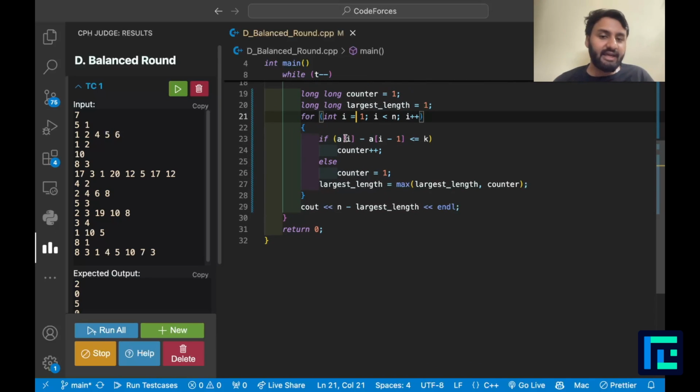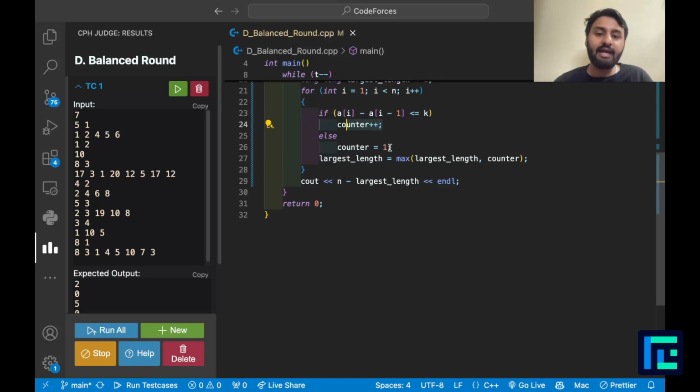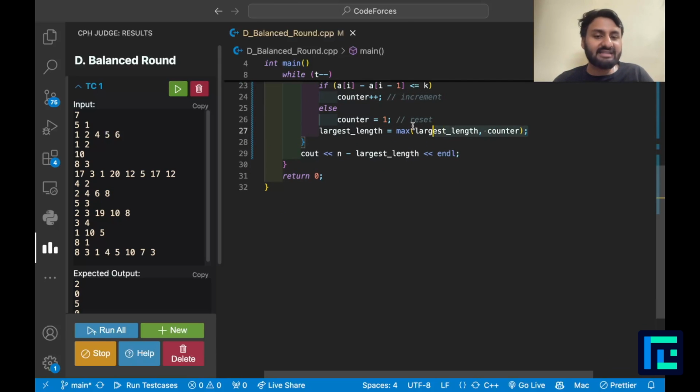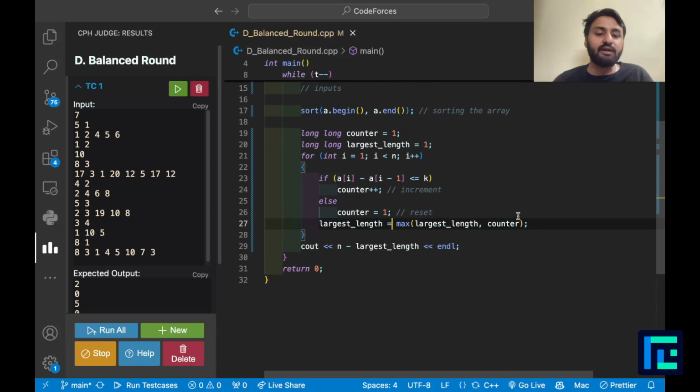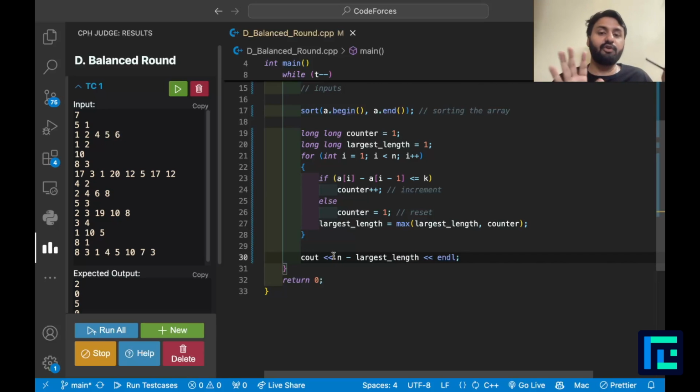And then you check for a[i] and a[i] minus 1. These are the consecutive elements. Are they less than or equal to k? Yes, increment your counter. This is the increment portion. And when this condition was not fulfilled, then you reset the counter back to 1. And every time, besides this if and else check, you maximize the largest length variable with the counter variable. So when you come out of this loop, n minus largest length is actually your number of numbers which you actually remove from the array. Alright, so this is the whole problem.